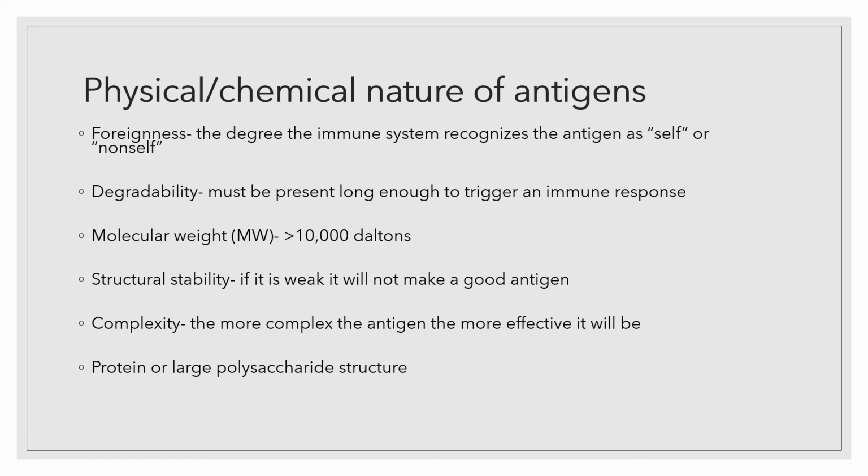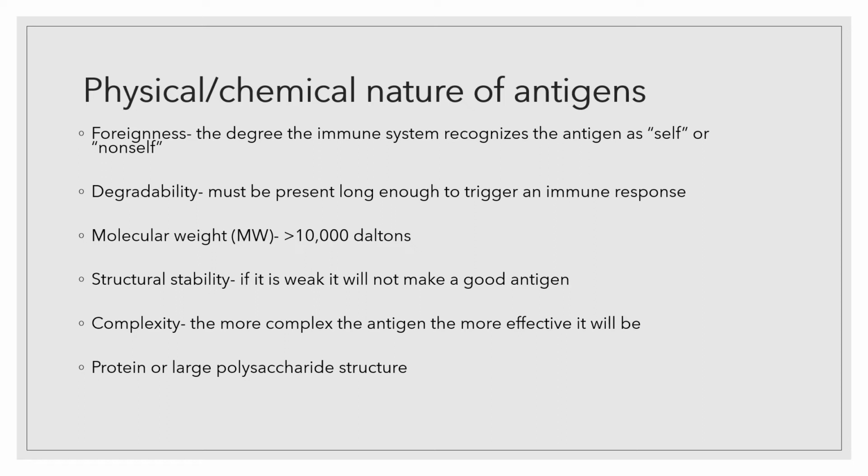So there are certain physical and chemical properties that make something an antigen. For example, an antigen has to have a high degree of foreignness. So the degree to which the immune system recognizes the antigen as self or non-self. Some things the immune system sees as foreign and other things it recognizes as self. Degradability. The molecule must be present long enough to trigger an immune response. If it degrades too fast, then it can't be an antigen or won't be antigenic.